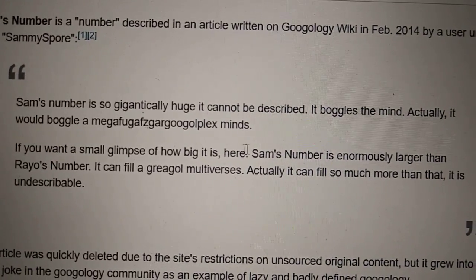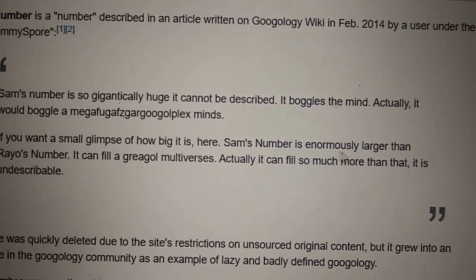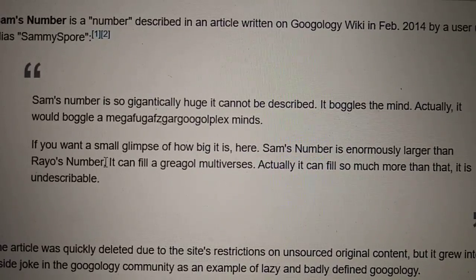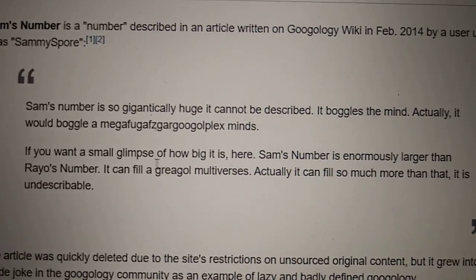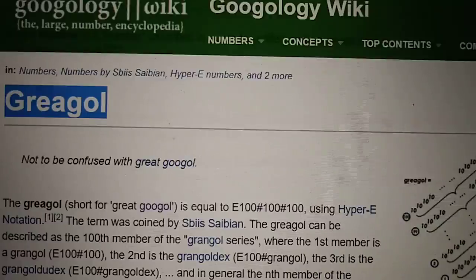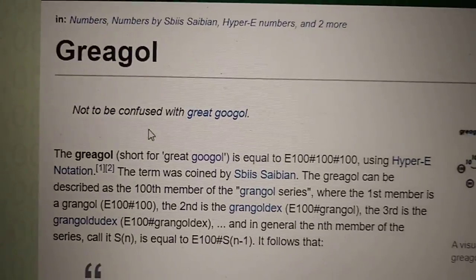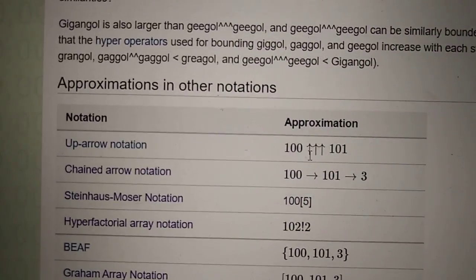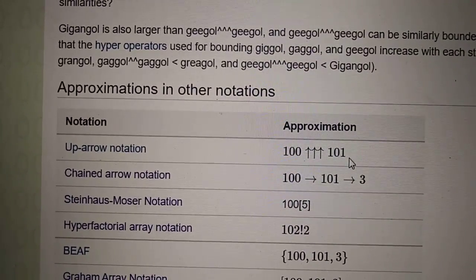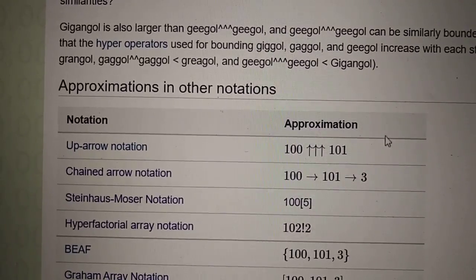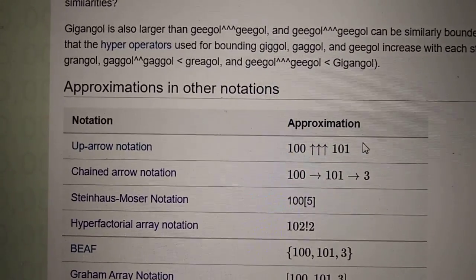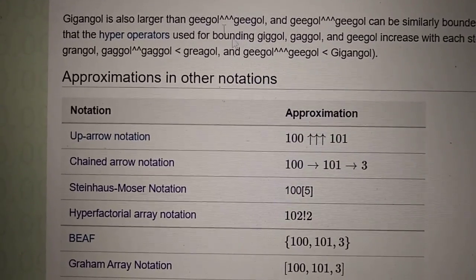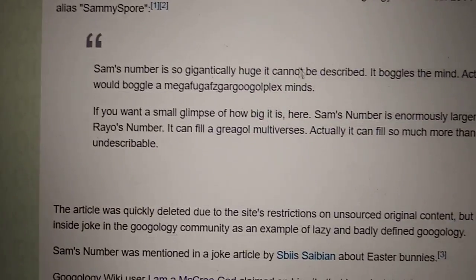Now let's look at the second paragraph over here. Sam's number is enormously larger than Rayo's number. Okay, again, I said it already. This is the only useful information. It's bigger than Rayo's number. This one, Googol, I did a search again. This one is basically around 100 triple arrow 101. So this is again big, but not that big. Way smaller than G2. Probably even G1 is way smaller than that. So again, Graham's number and 3↑↑↑3 all fit this definition as well.